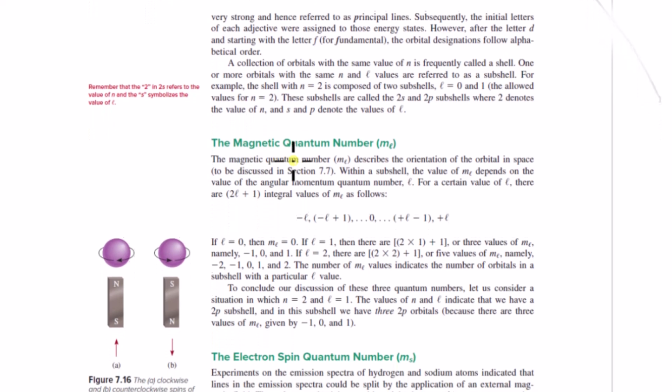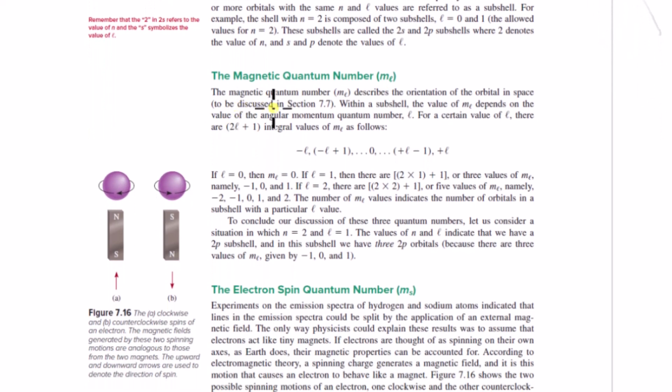All right, the magnetic quantum number. The magnetic quantum number, m sub l, describes the orientation of the orbital in space. So the orientation of the orbital, not the shape of the orbital, the orientation of the orbital. Within a subshell, the value of m sub l depends on the value of the angular momentum quantum number l.